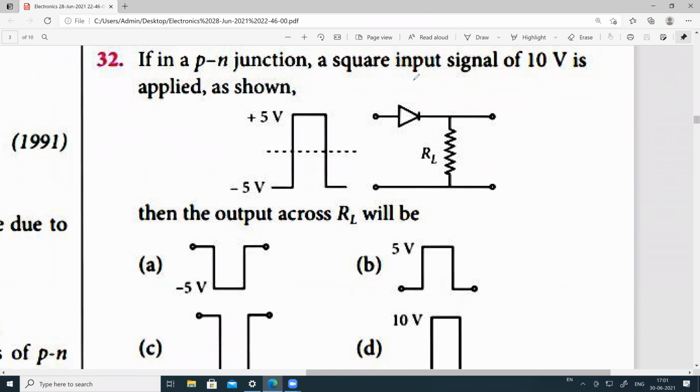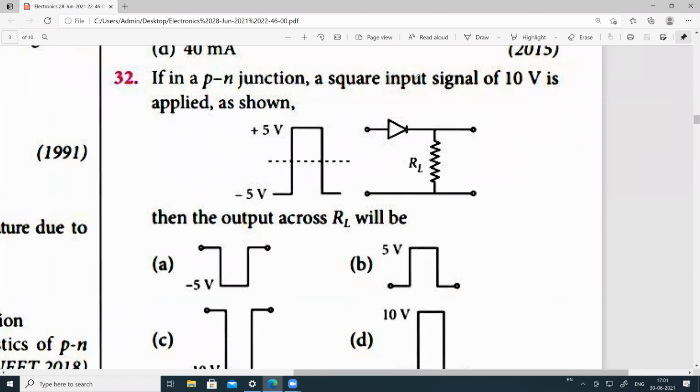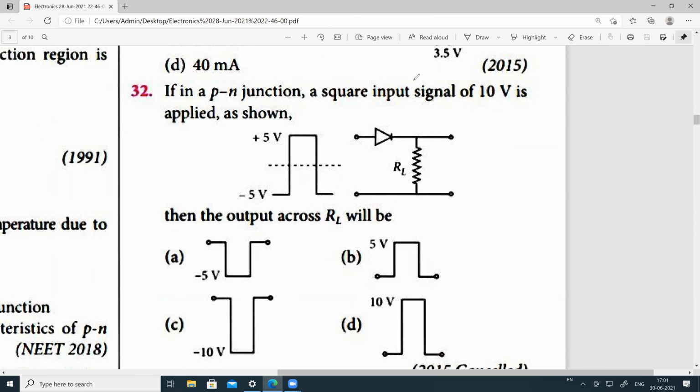32nd one. If in a PN junction, a square input signal of 10 volts is applied, that is already shown in the diagram. From the diagram, the diode is forward biased for the positive voltage, that is, when the voltage is greater than 0. So the output across the load resistance is shown in figure B. So B is the right answer.